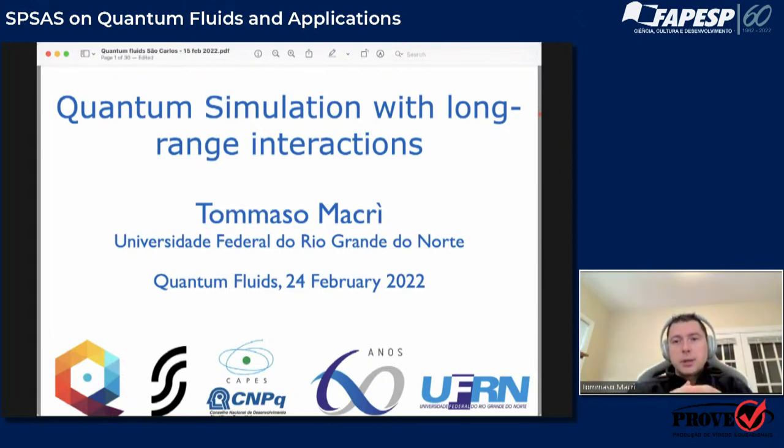Some of these platforms display what are called long-range interactions, which means that in some sense, the particles or the spins or, in general, the constituents of such platforms interact not necessarily via contact potential, but also via potentials that have a certain space dependence and typically decay with the distance as 1 over r to the n.